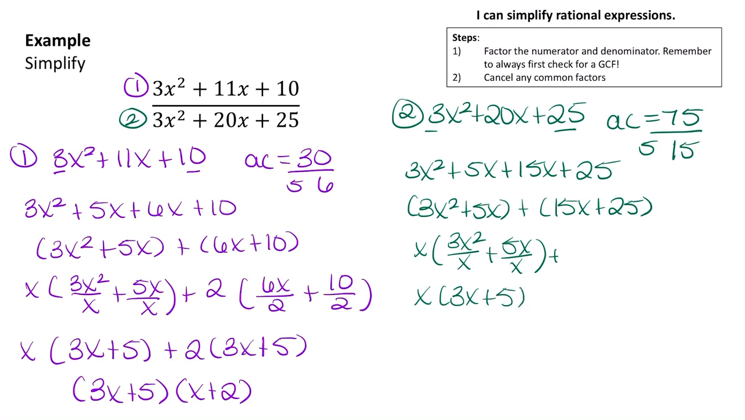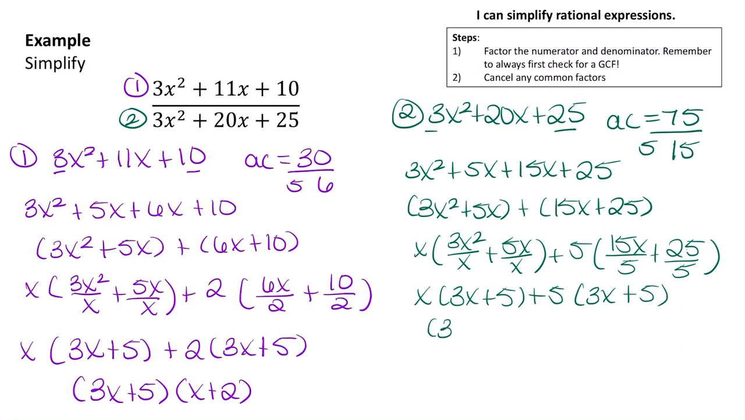And now let's go to the second group. From these two terms, I can factor out a 5. So I have 15x over 5 plus 25 over 5. So that's going to simplify to 5 times 15x over 5 is going to be 3x, and then plus 25 over 5 is going to be 5. So we now have this fully factored form 3x plus 5 times x plus 5.